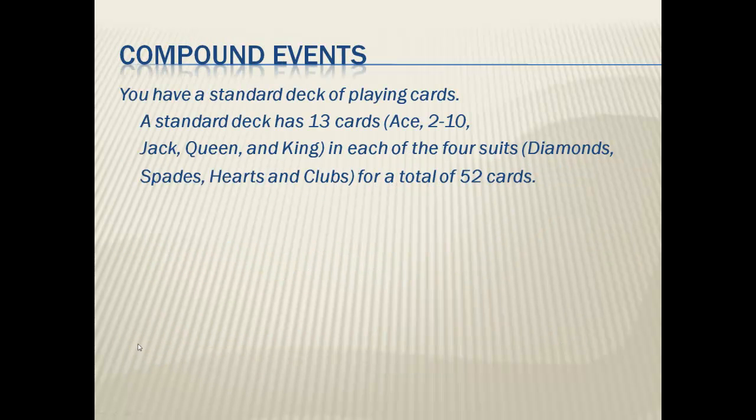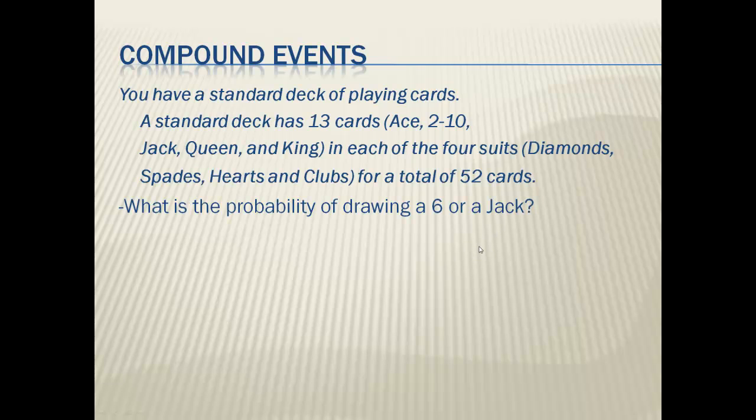You have a standard deck of playing cards. A standard deck has 13 cards, ace, 2 through 10, jack, queen, and king, in each of the four suits, diamonds, spades, hearts, and clubs, for a total of 52 cards. Okay? What is the probability of drawing a 6 or a jack? Now, this one is a little bit easy because we're only talking about one draw. So this is one draw because it doesn't mention anything else. It just says you're drawing, what's the probability of drawing a 6 or a jack?